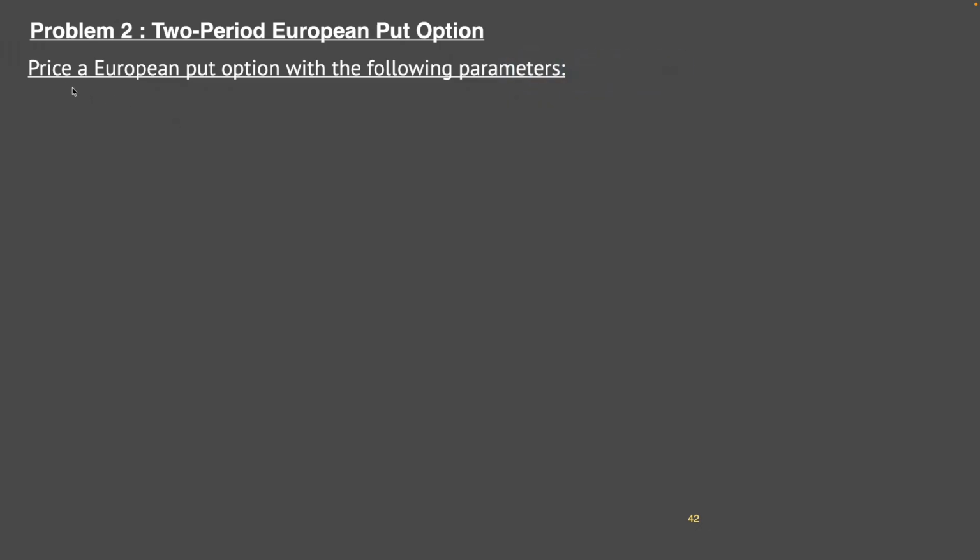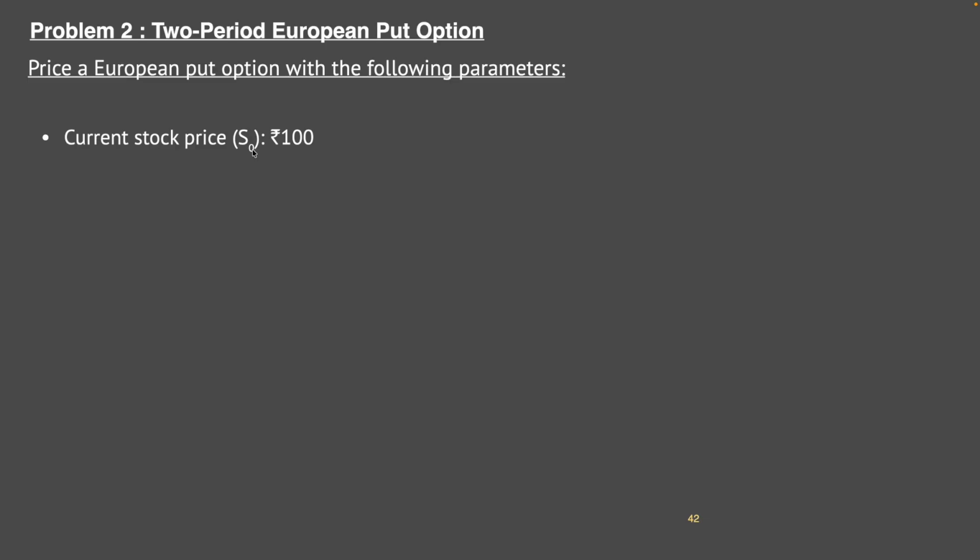Now let us take another example. Here we will do a 2-period European put option. Here we are taking a put option. Previously we used a call option. So price a European put option with the following parameters. What are the parameters?